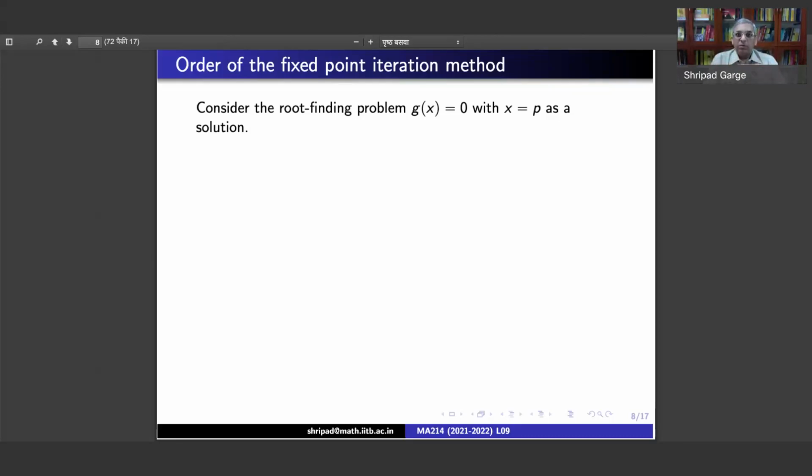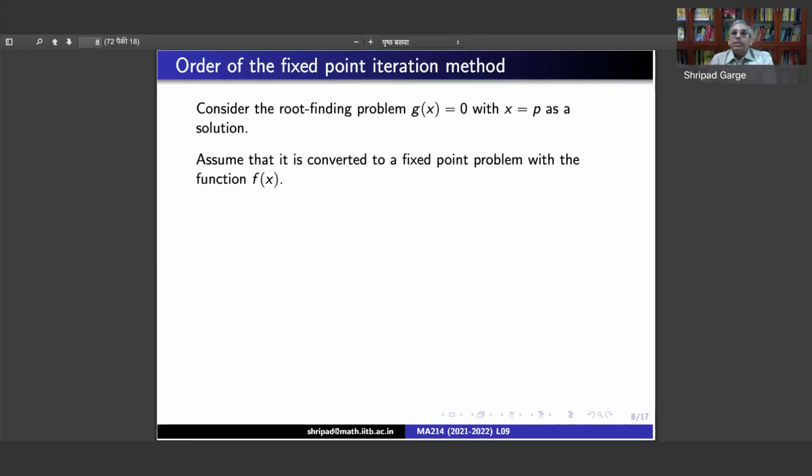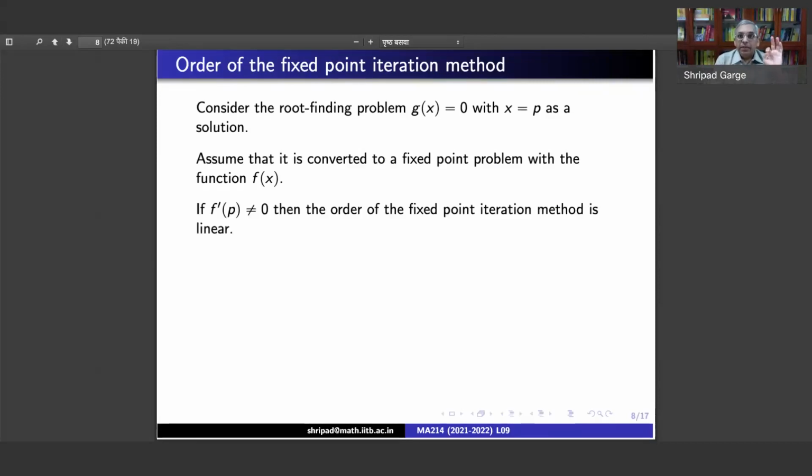So this is the problem that we have, and we are trying to find methods to find this root p with the best possible accuracy that we can. Suppose we convert it into a fixed point problem using another function f(x). Then whenever the derivative of f at p is non-zero, we get that the fixed point iteration method is linear. Remember, g(x) equal to 0 is a fixed equation. We want to find the root of this equation, and there are many ways to convert it into fixed point iteration methods.